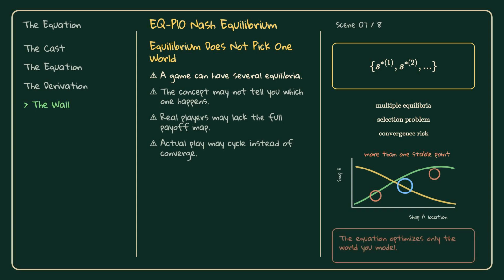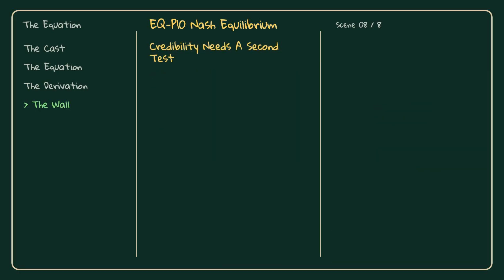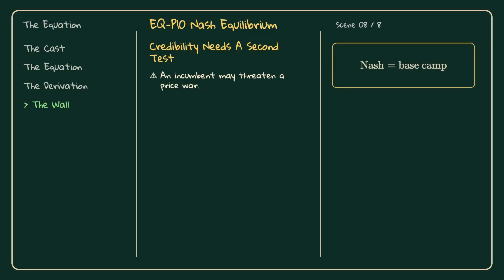In 1965, Reinhard Selten introduced subgame perfect equilibrium because standard Nash could allow empty threats. Take an entry deterrence game. An incumbent threatens a price war if a rival enters. But once entry happens, fighting may hurt the incumbent too. The threat can be Nash in the full game. It can still fail the test of credibility.